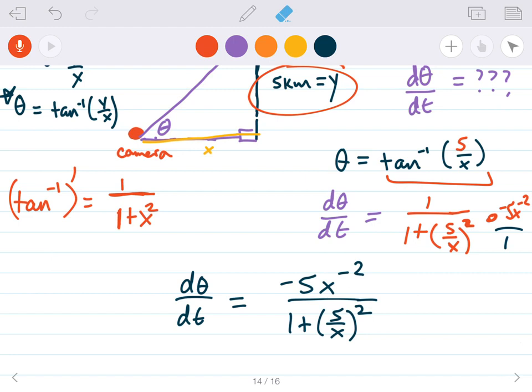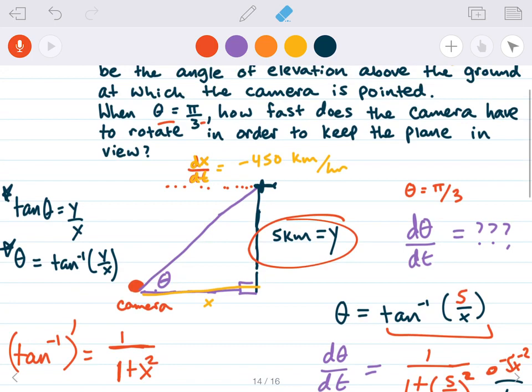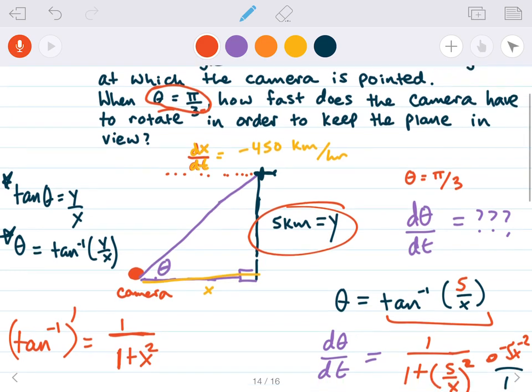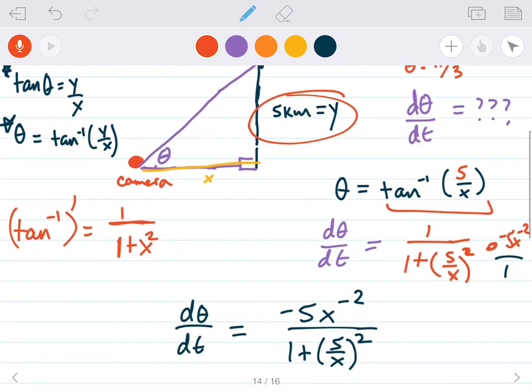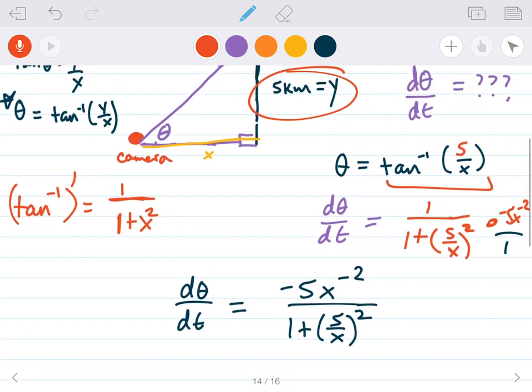Now, the question is, what is x? How do we figure out what x is? Well, we're actually given some information here. We're given that pi over 3 is our theta, right? And so we can sort of come up with an equation here.